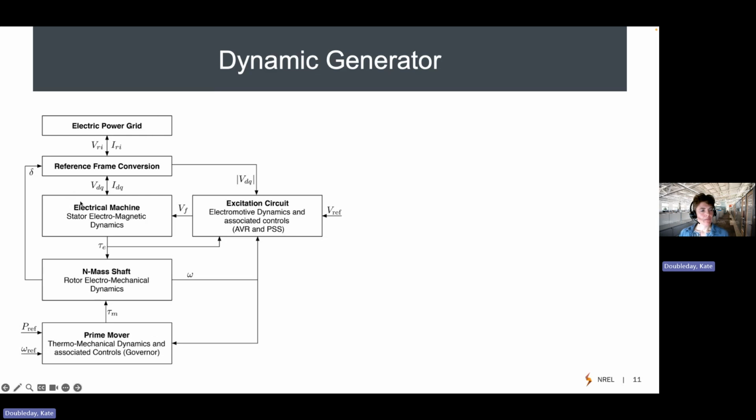So typically a dynamic model includes many different submodels. That includes a model for the electrical machine, the stator dynamics. That includes a different model for the rotor dynamics, a model for the prime mover and turbine governor, as well as models for the excitation circuit, including AVR, automatic voltage regulator, and PSS, power system stabilizer. So each of these different subsystems can have very specific models.